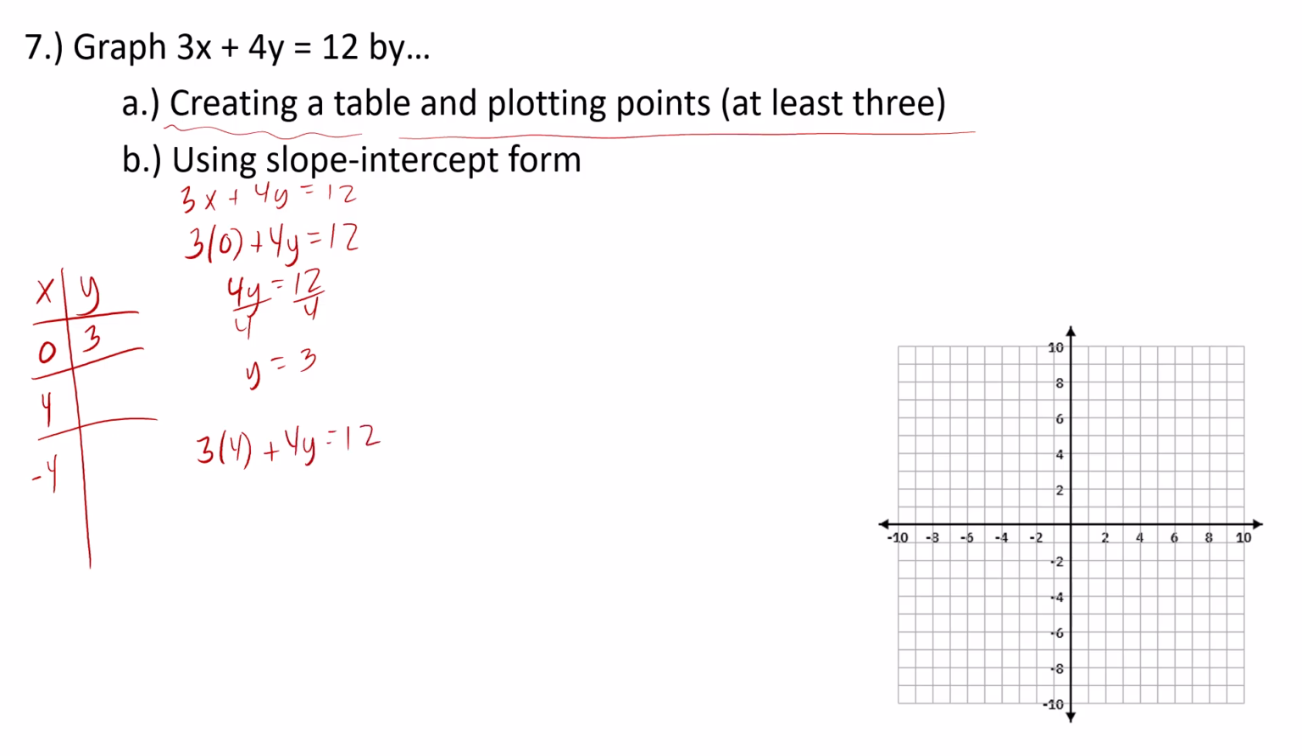Okay, 3 times 4 is 12. Now I have to subtract 12 from both sides. So 12 minus 12 is 0, leaving me with 4y. 12 minus 12 over here is also 0.